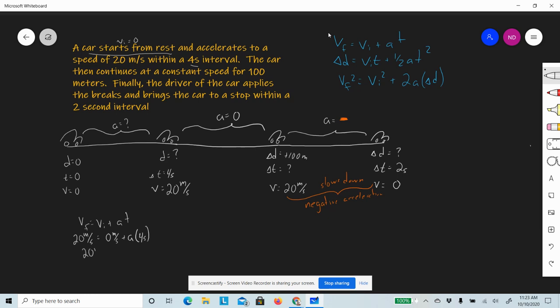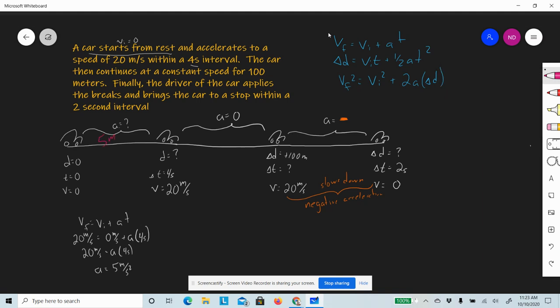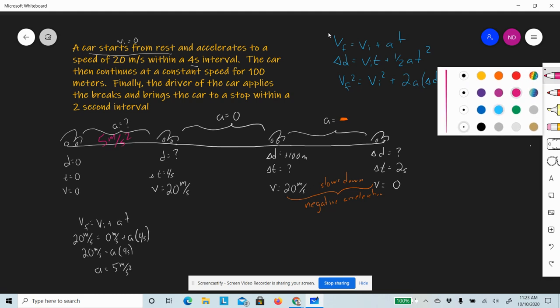So you get 20 meters per second equals acceleration times 4 seconds. Divide by 4 seconds, divide by 4 seconds. Acceleration equals 5 meters per second per second. Now we know that. 5 meters per second per second. That's useful.